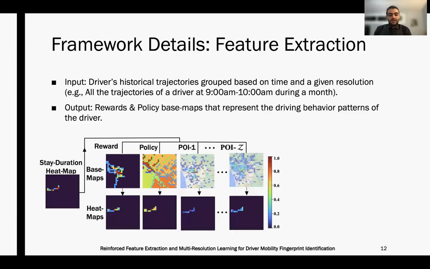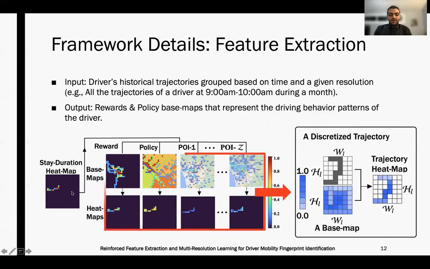So here's an example of the extracted features. The reward and policy are shown on the left side, and the rest are the density of different categories of the POIs on the map. Now to calculate these heat maps on the bottom, which are the actual features, we calculate the intersection of the trajectory and these base maps, as shown in this figure. And this would be the set of features for a single resolution.